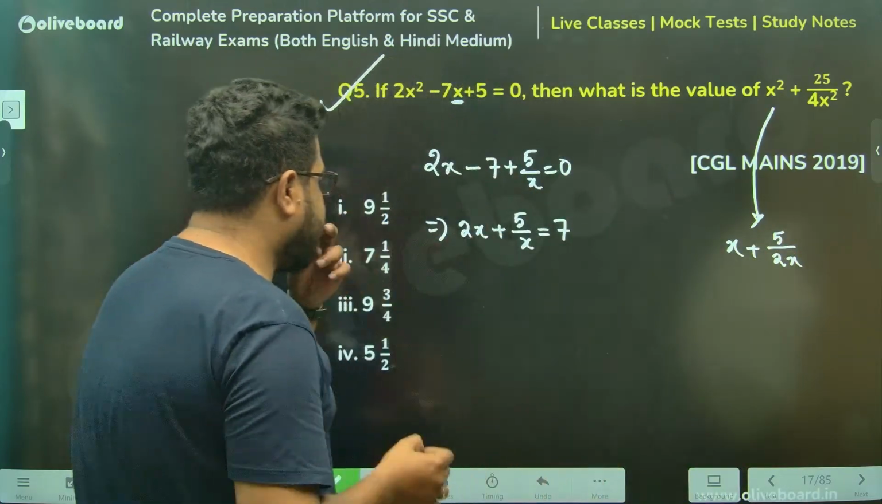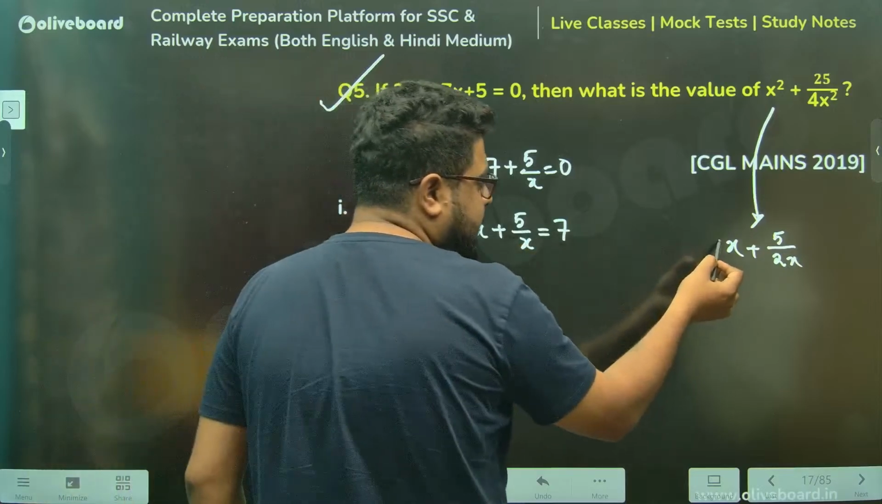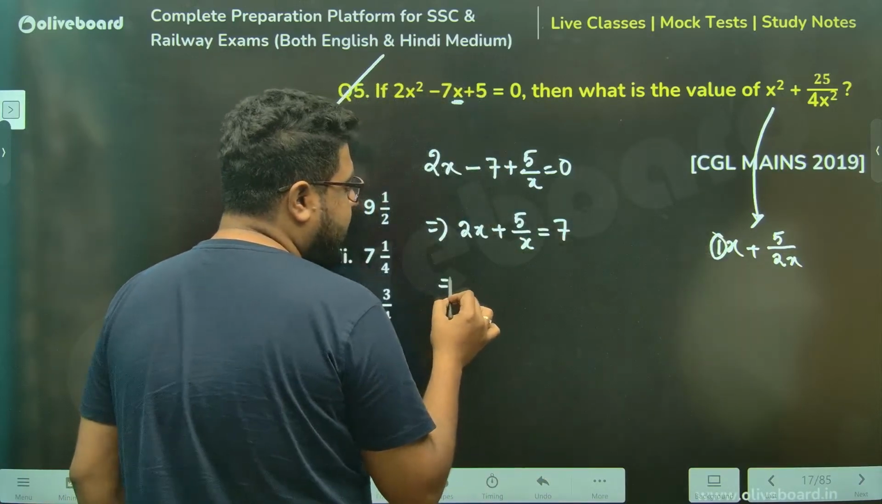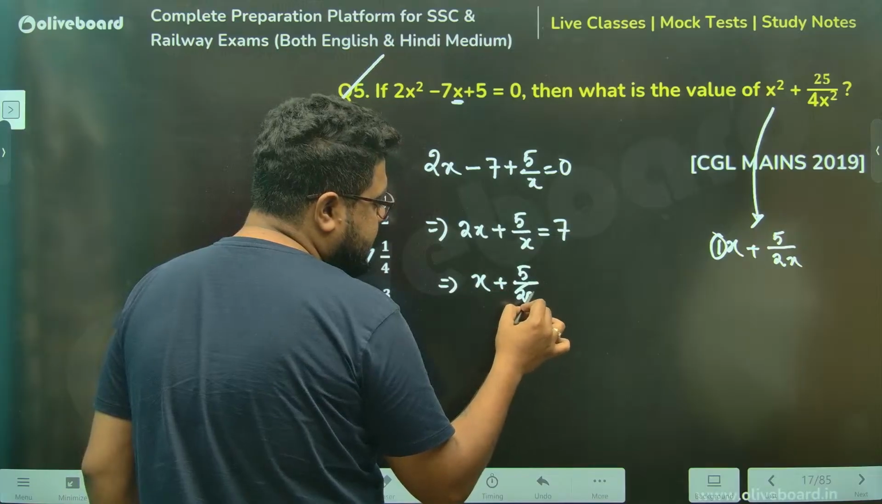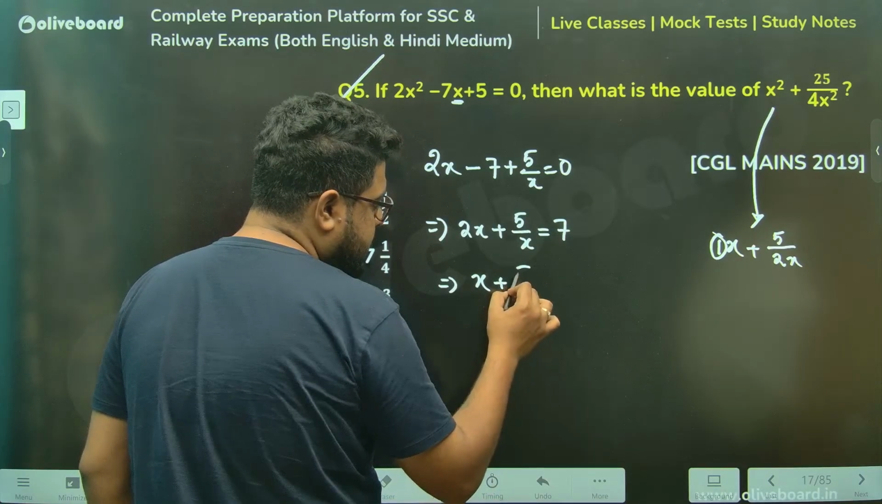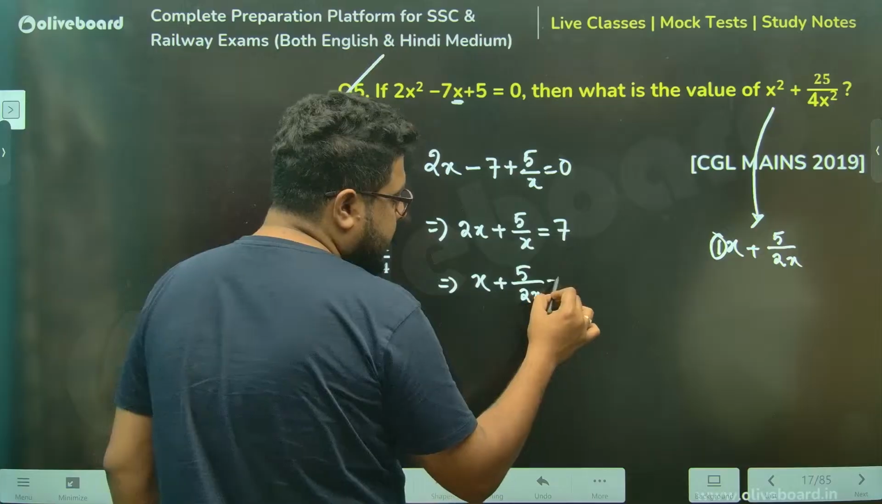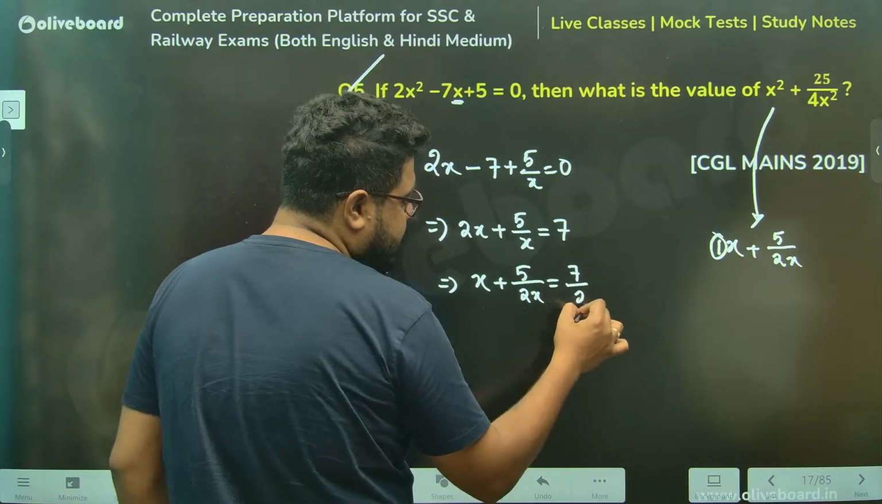But again, this is 5 by x. So how can I match this one? This is 1x, this is 2. Meaning you divide by 2. So if I divide by 2, this 2 will automatically come to this side. That is equal to 7 divided by 2.